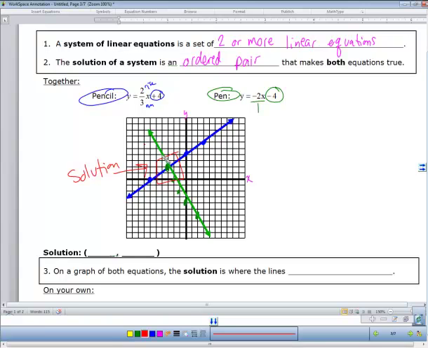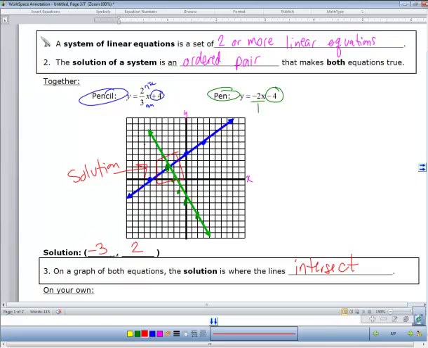So with these two equations, they have an ordered pair that makes both of the equations true at this point right here. This point is negative 3, positive 2. So this is where both of these equations are true. They have the same x and y at one point, and that is my solution. So on a graph of both equations, the solution is where the lines intersect.